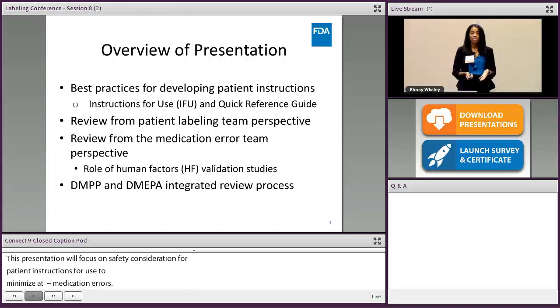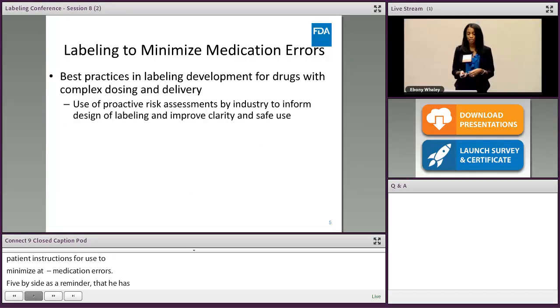So in this presentation, we'll go over best practices for developing patient instructions, also discuss the review process from the patient labeling team's perspective and the medication error team's perspective, including the role of human factors validation studies in optimizing instructions for use. And lastly, we'll discuss how these two divisions come together for an integrated review of instructions for use.